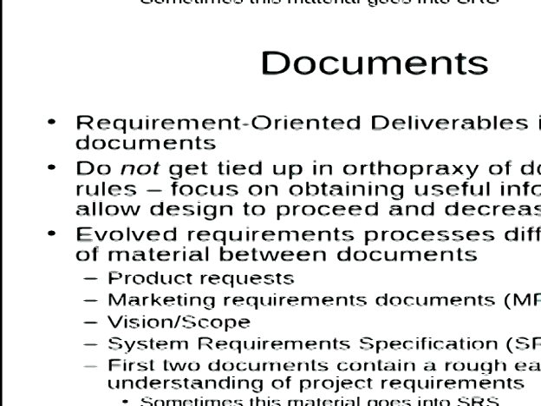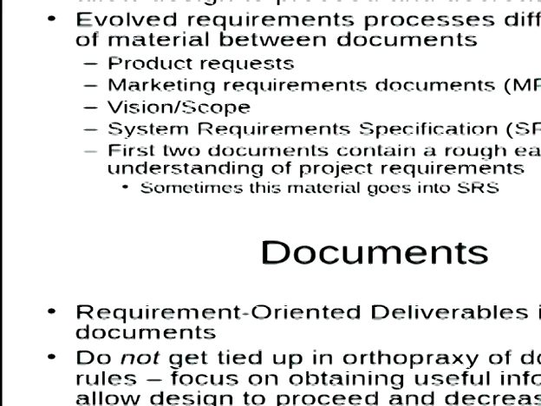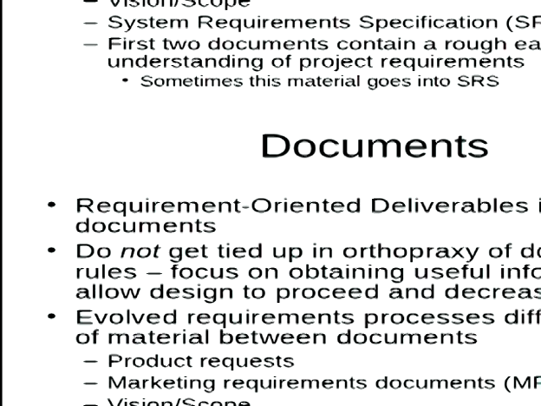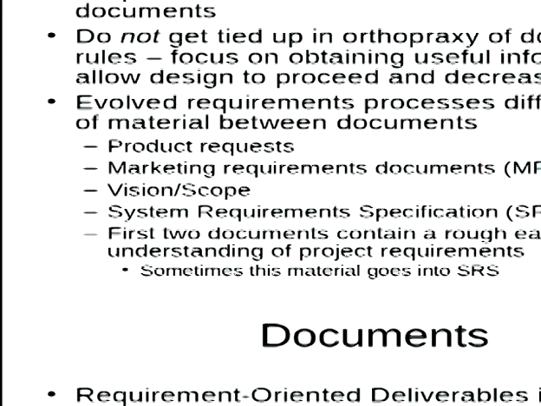Requirements documents go through several stages. Often, in a corporate context, you'll have a series of documents that get more and more specific about what is being sought. They often will start with a product request where a big idea is given out, roughly what's wanted. And there may be marketing requirements documents that talk about broad features. And then there's a vision and scope document, which is getting more specific, but it's still at a very, very high level. I think I have an example of that here.